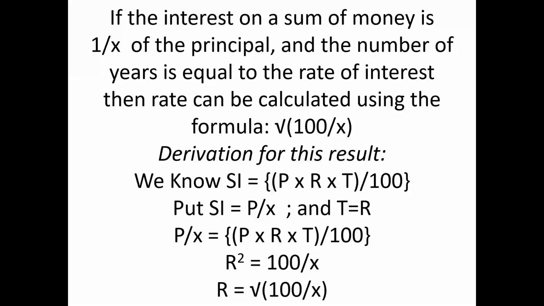First we need to understand what PRT is. P means principal amount, how much amount we have taken, our main amount. R means rate of interest, at what rate of interest we are taking that amount. And T means time, for how many years we are taking that amount. We divide it by 100, and that is simple interest.